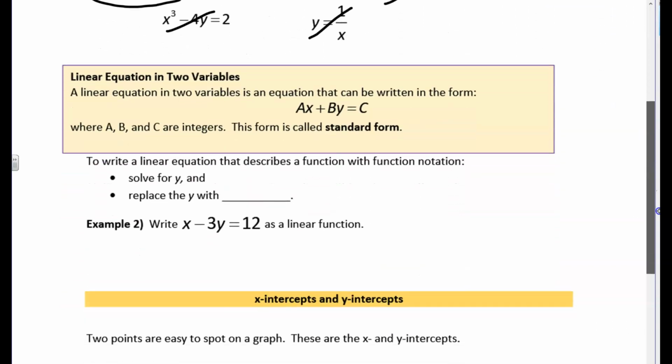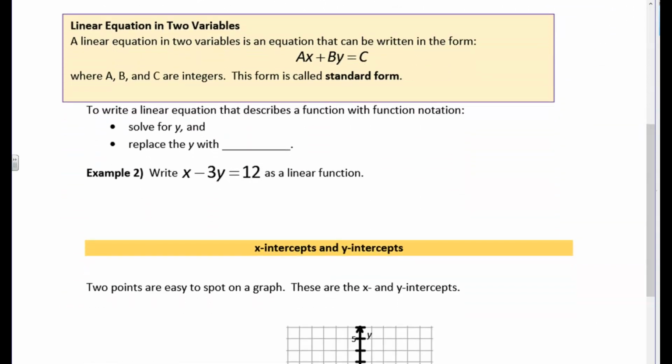And we usually have linear equations in 2 variables, an x and a y, which can be written in the form ax plus by equals c, where a, b, and c are integers. This is called our standard form.